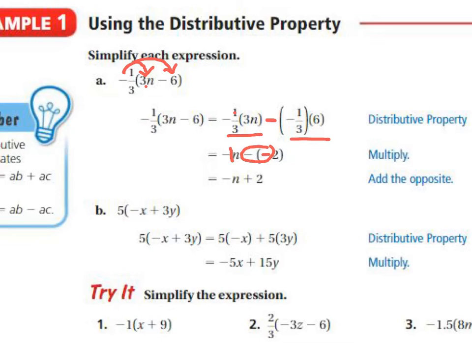This one's a little more straightforward. You multiply 5 times negative x and 5 times 3. I love to use my arrows. So 5 times negative x is going to be 5 times negative x right here, which turns into negative 5x. And 5 times 3 gives you 15y. So that's where we stop.